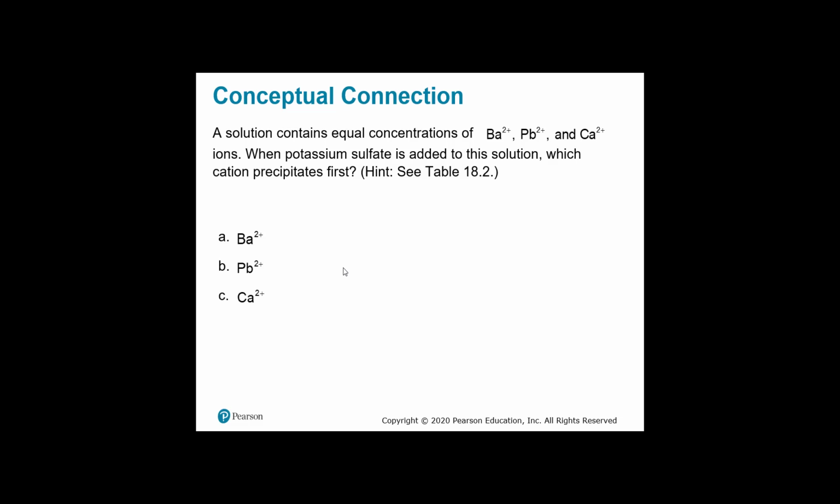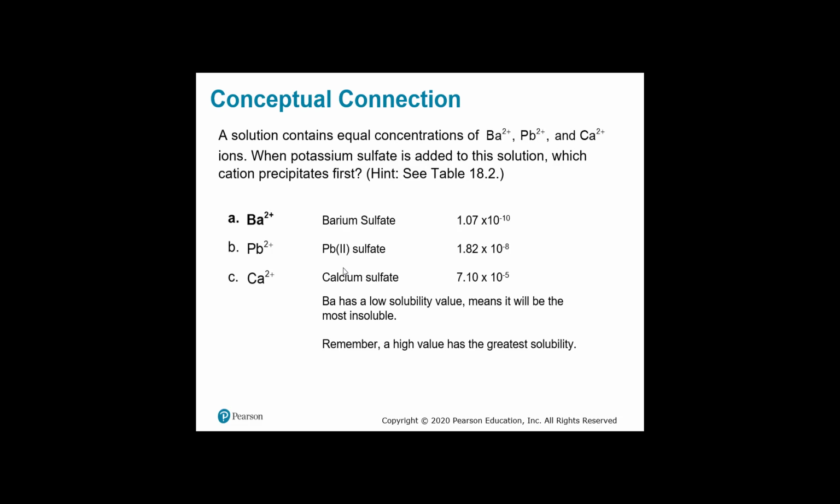Okay, so a solution contains equal concentrations of barium, lead, and calcium ions. When potassium sulfate is added to the solution, which cation precipitates first? So what they want us to look at is the KSP values, because the KSP values are going to tell us which one of these will precipitate out first.